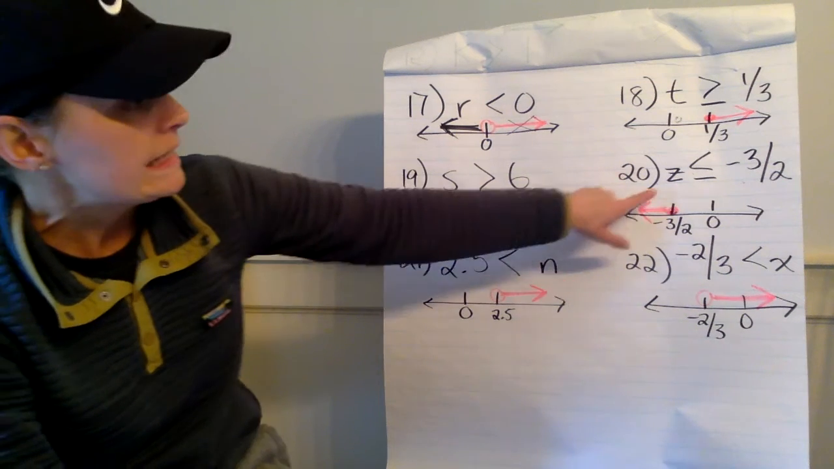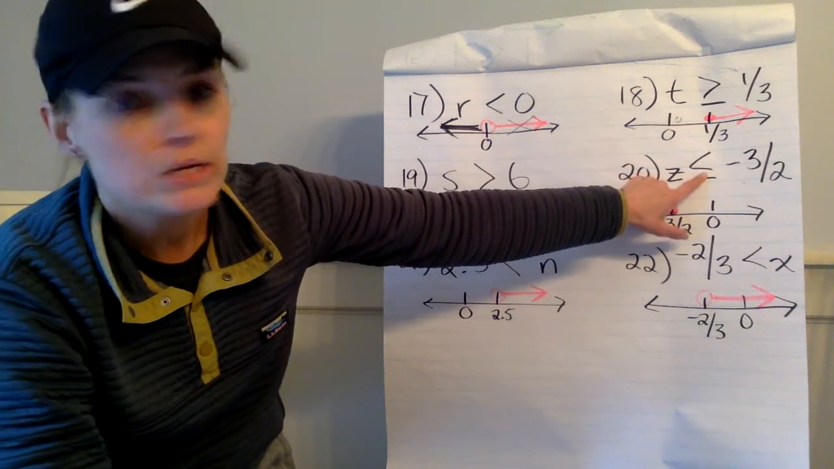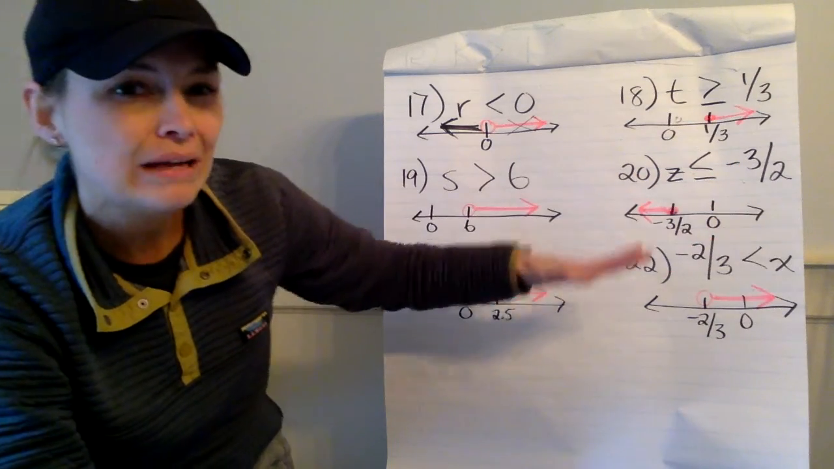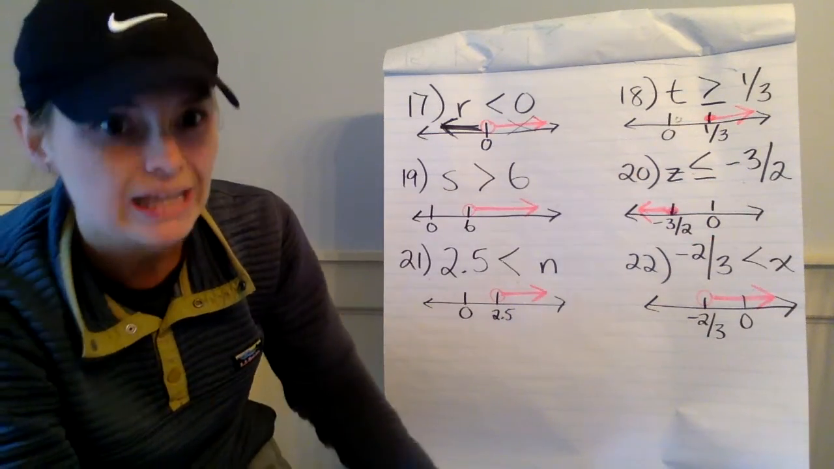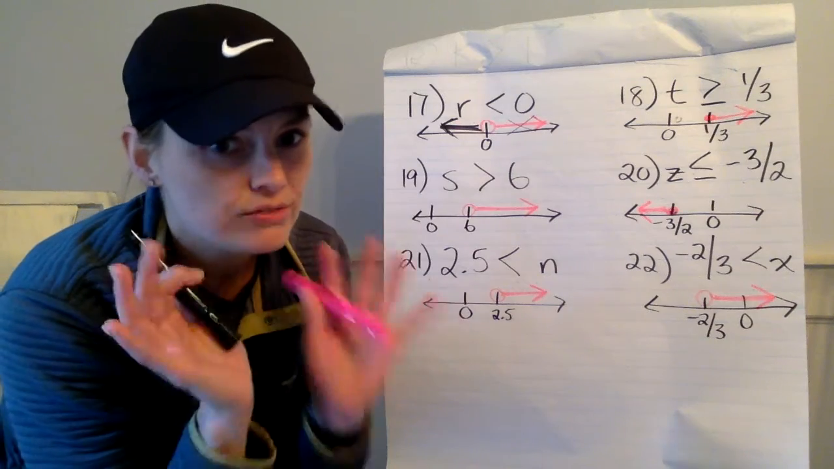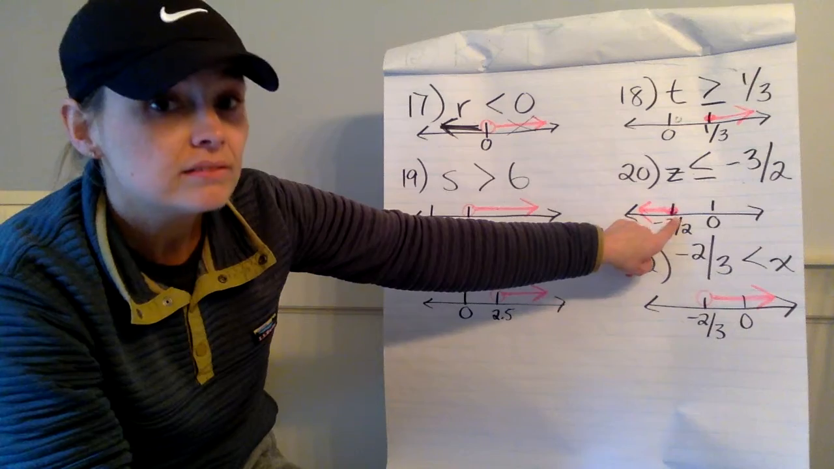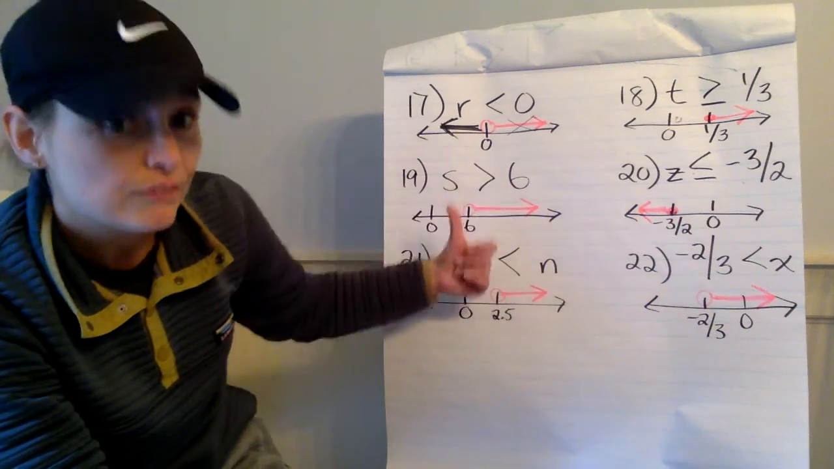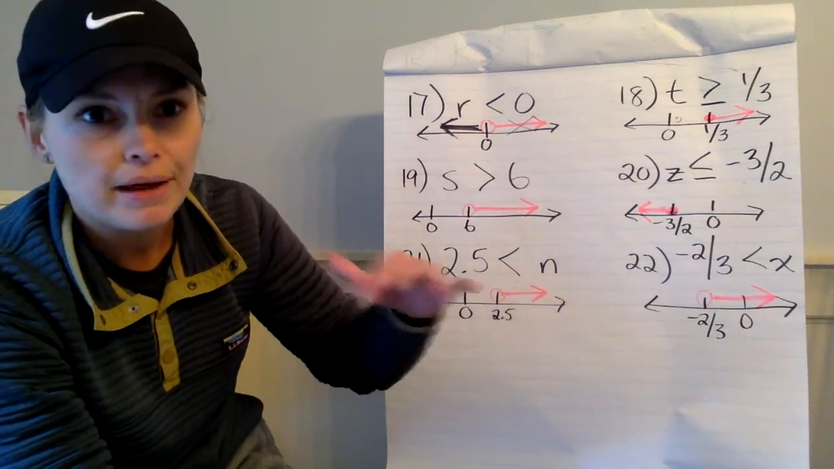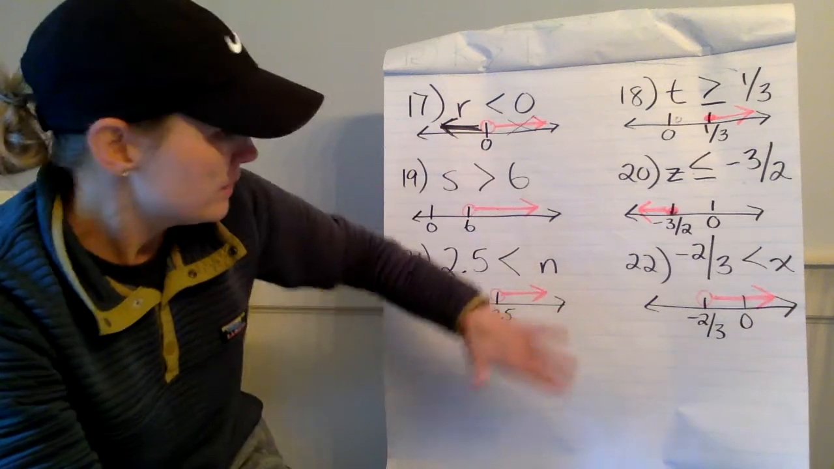In number 20, Z is less than or equal to -3/2. I think that's what the worksheet said. If you have it as +3/2, don't stress. I'm really concerned with, is it a closed dot? Good. Is your arrow going to the left? Good. So if it's at a +3/2, who cares?